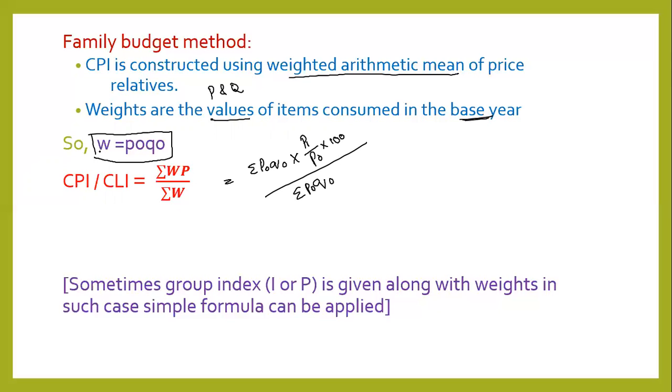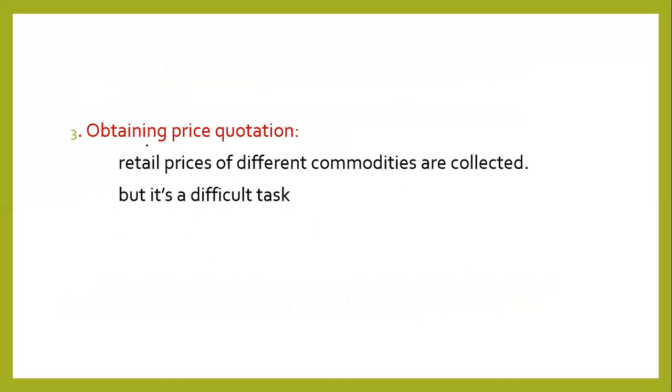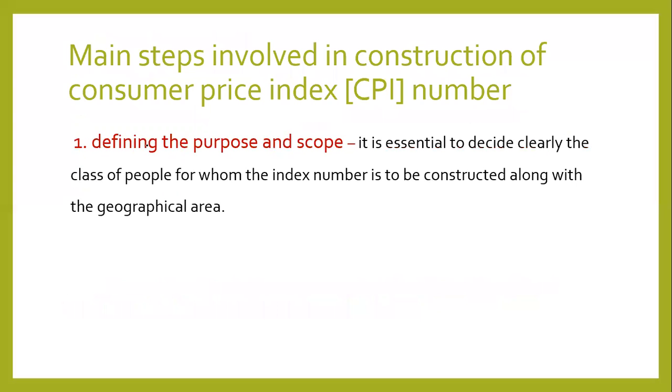So when it comes to the family budget method, we take the weights as the product of price and quantity of the base year. So these are the four steps under constructing the consumer price index. The first one is you have to define the purpose, like on which class of people you are constructing an index number, and what is their geographical area. That is very much important.